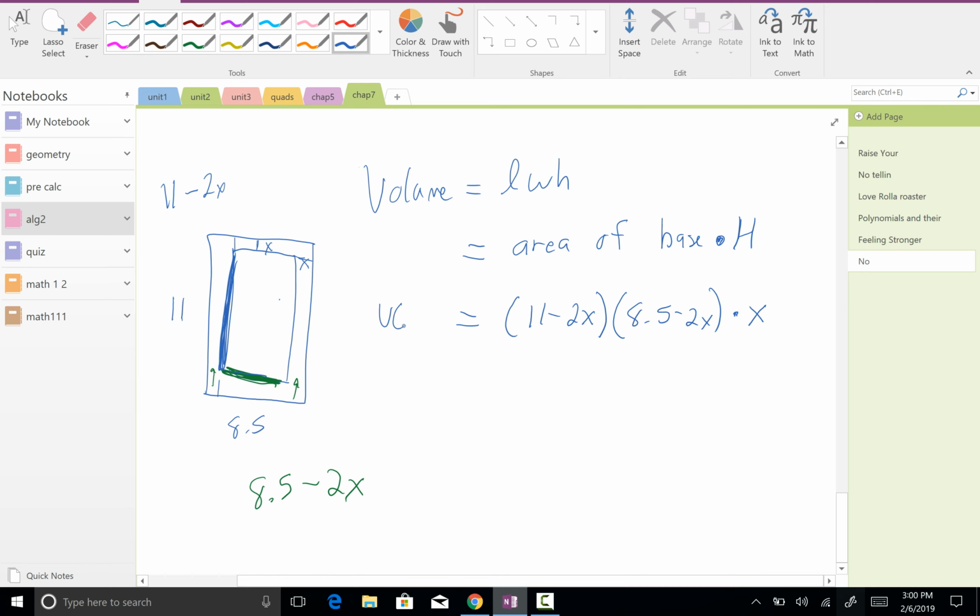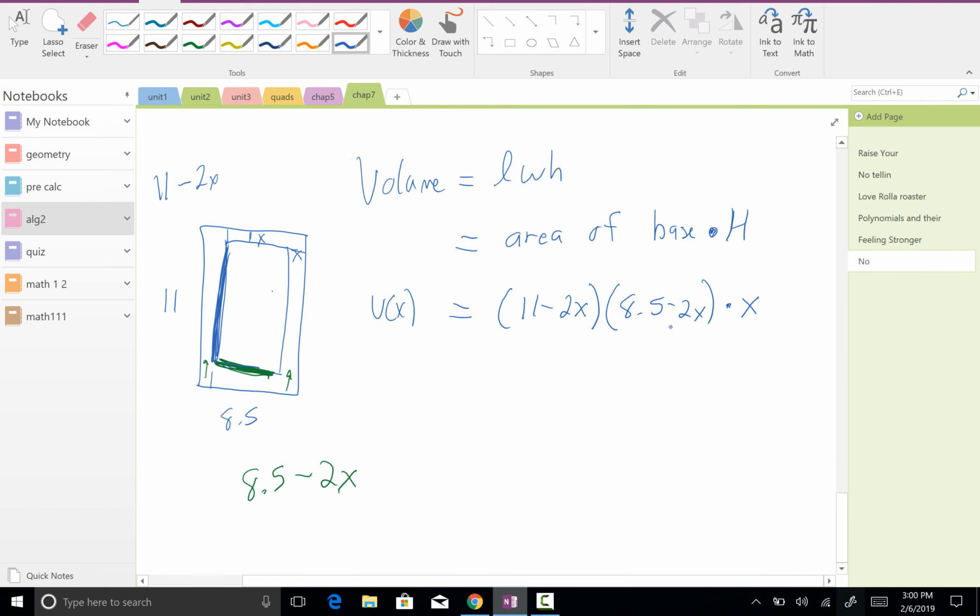Okay, V of x. So there's my function. The volume is 11 minus 2x times 8.5 minus 2x times x.